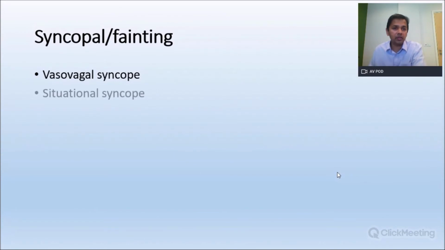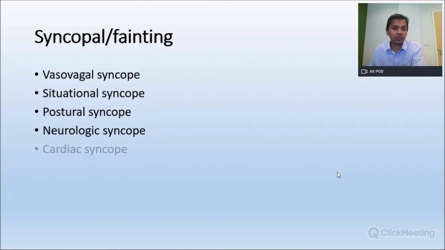So the next symptom is syncope or fainting. The causes of syncope can be vasovagal, situational syncope, postural, neurological syncope, cardiac syncope. So I'll talk more about cardiac causes of syncope.